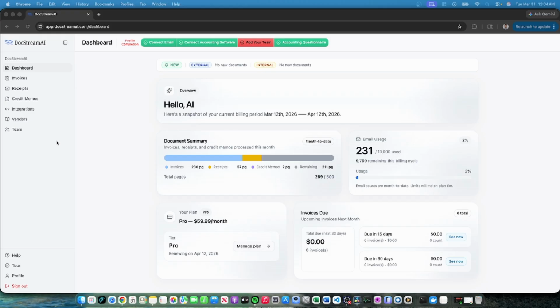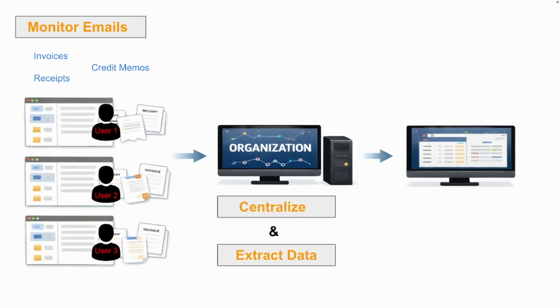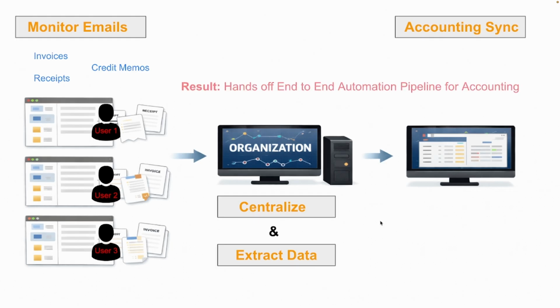We're going to go through all of that and more, but first let's go over a high-level overview of what this app actually does. So the first thing we do is we monitor your emails for invoices, credit memos, and receipts across multiple users within your organization. After that, we're going to extract and centralize your data into one user interface. Finally, we're going to do an accounting sync where we actually connect all your data to your accounting software. And so the end result of this is that you have a hands-off end-to-end automation pipeline for your accounting.